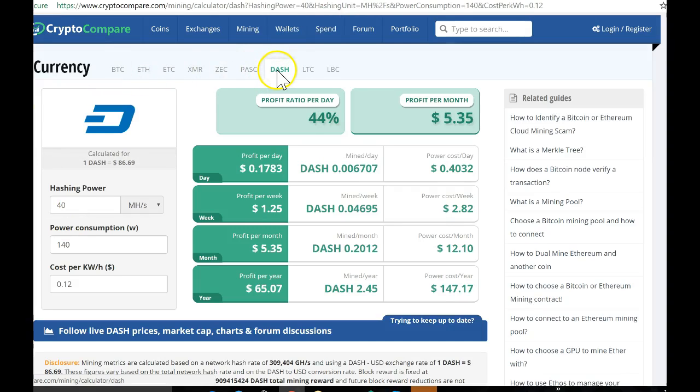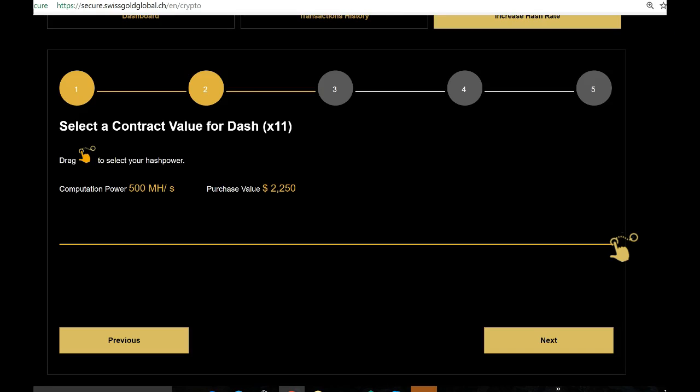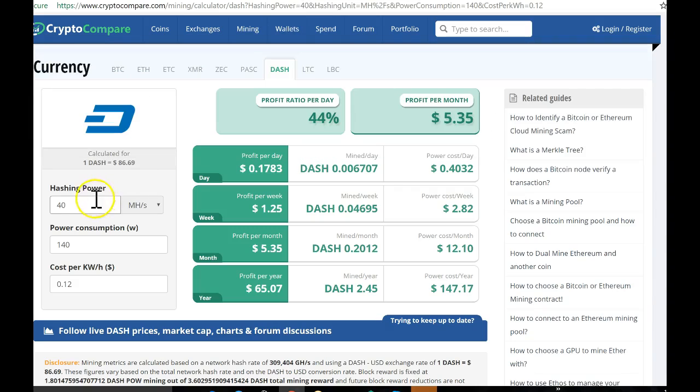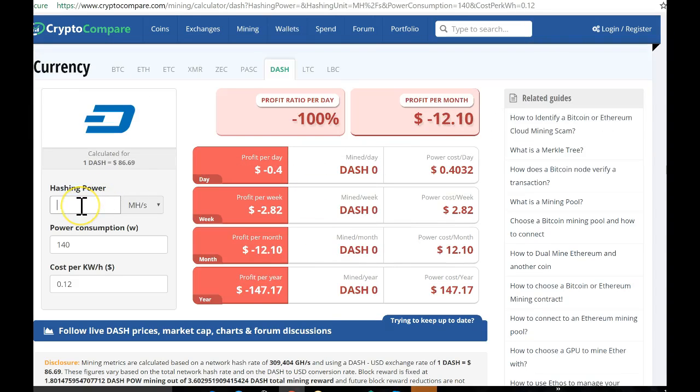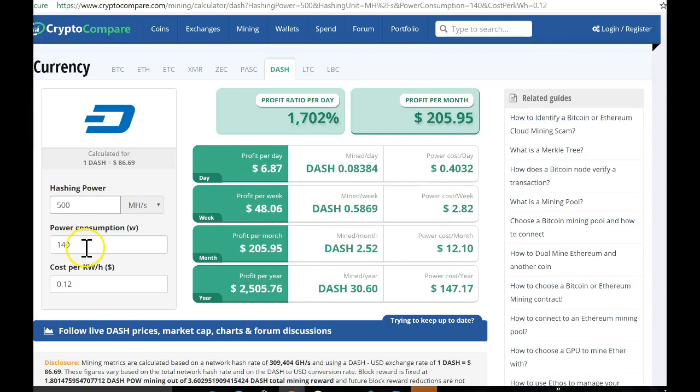Let's go to Dash, and we set for that amount, $2,250. Go back here. Okay, 2250, that would be 500, so it would be 500 mega hash. In the power consumption, we simply put 0. And in the cost per kilowatt, we simply put 0. Then we arrive at our profit.